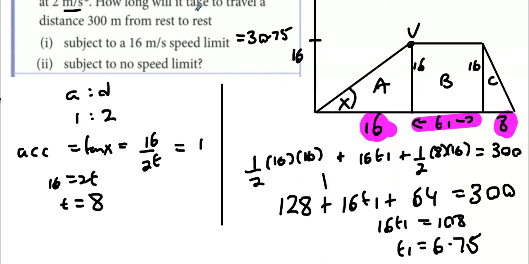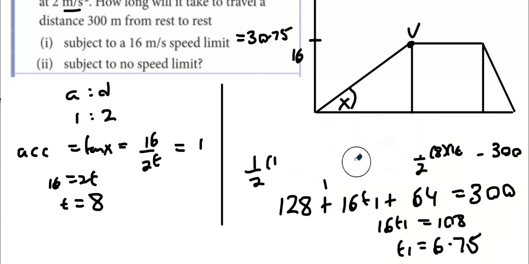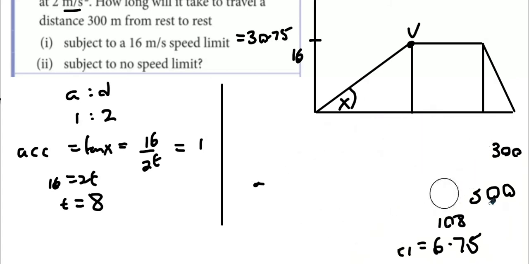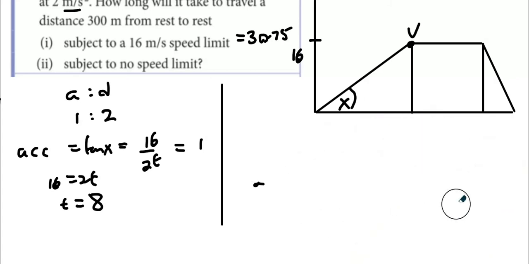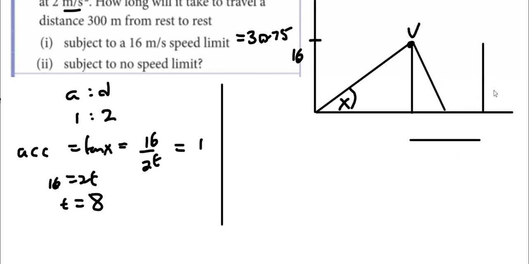Now, next one is, there's no speed limit, so what does that mean you're going to do with your velocity time diagram when there's no speed limit? There's going to be acceleration followed by immediate deceleration. So this part here doesn't exist. So I'm just going to bring it in like that. Okay.